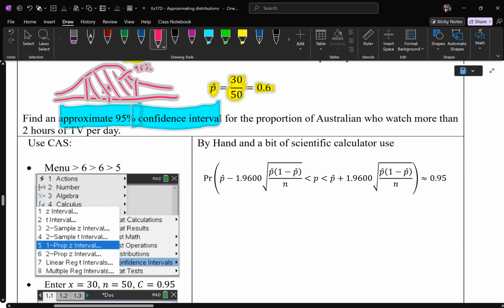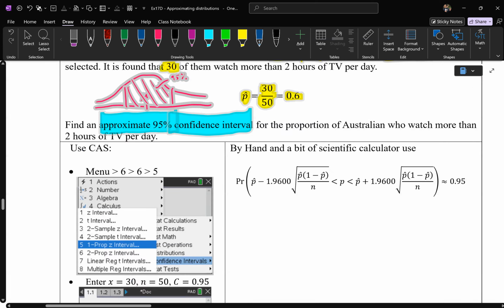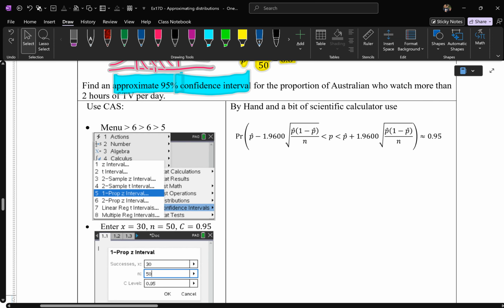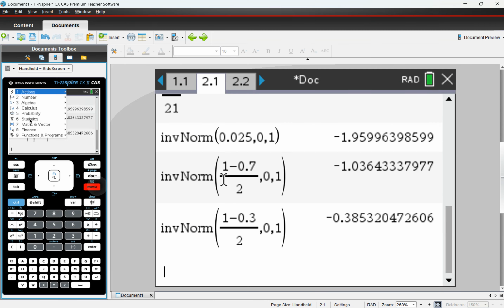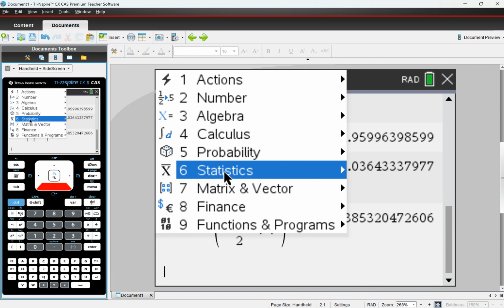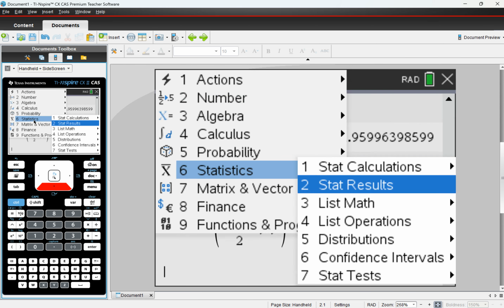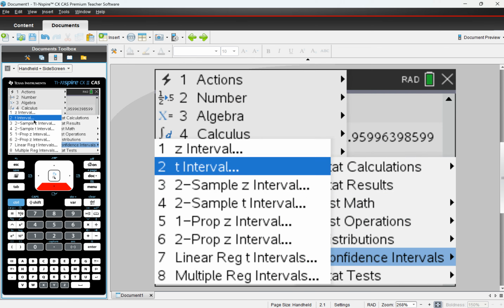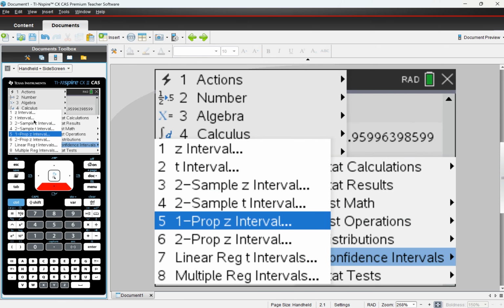Now, here's the CAS version. You're going to go to menu. What's going on? My computer's... All right, here we go. Menu 6, which is statistics. 6 again, confidence intervals, which makes sense, that's what we're trying to do. And then, what is 1 prop Z? 1 prop Z means you're trying to predict for one population proportion, using this sample proportion. That's what this is, so I click this in.